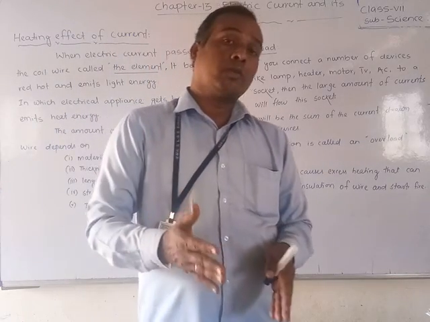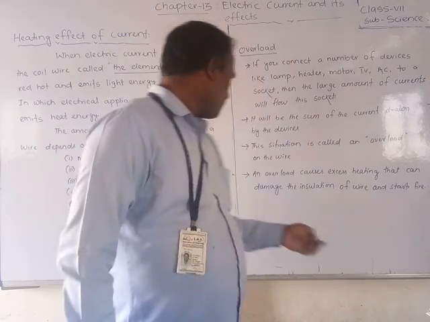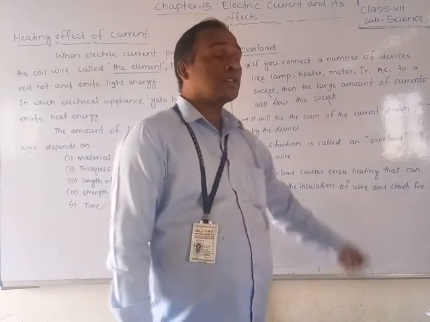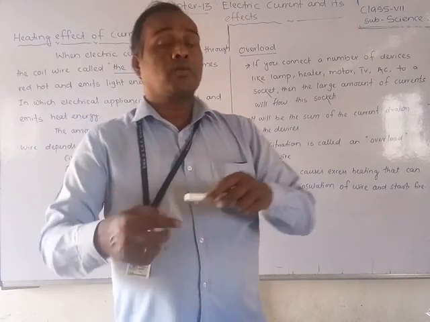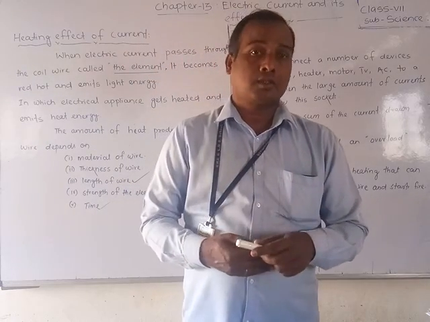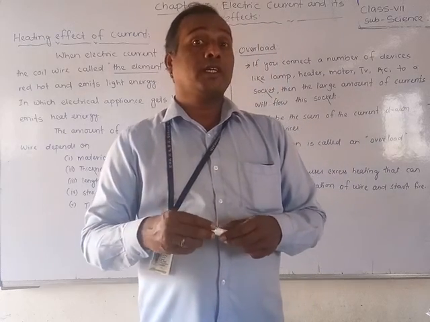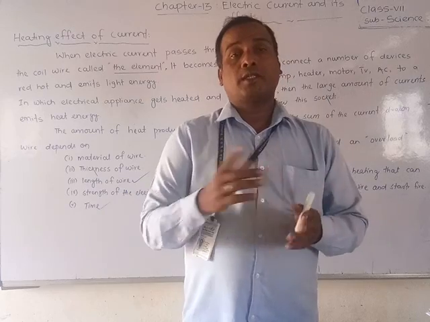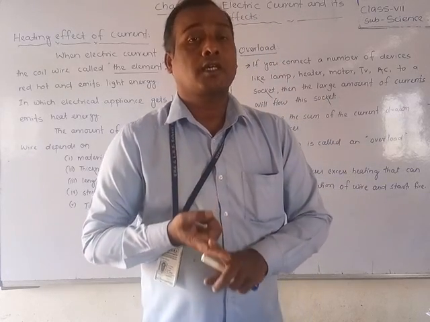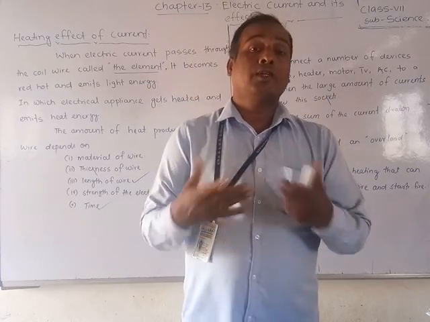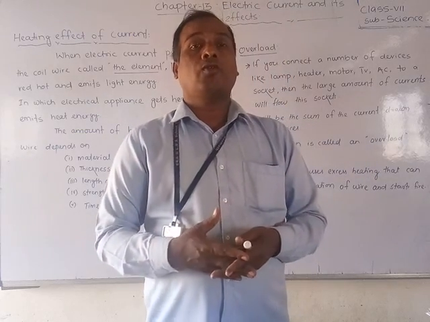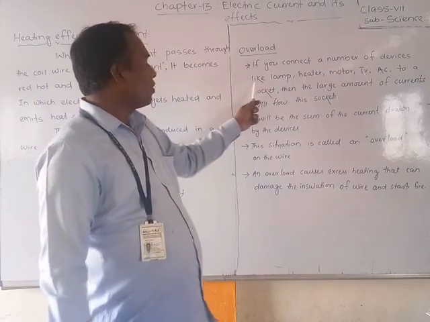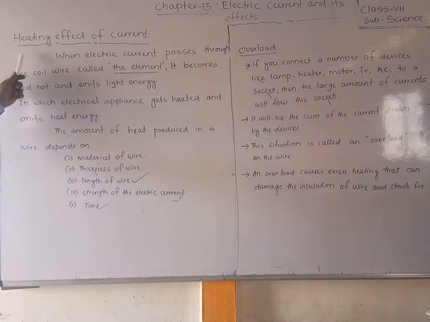And whenever overload comes, what will happen? It causes more heating that can damage the wire insulation. Insulation means the plastic coating on the copper wire, which will get heated and melt. Whenever it melts, the positive and negative wires will connect to each other, so a huge amount of current will flow and it will start a fire. Okay, so these are all about overload.